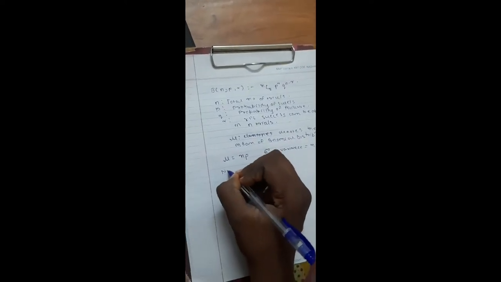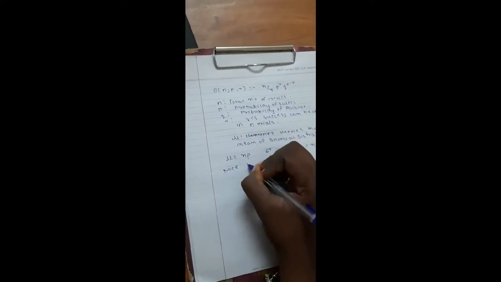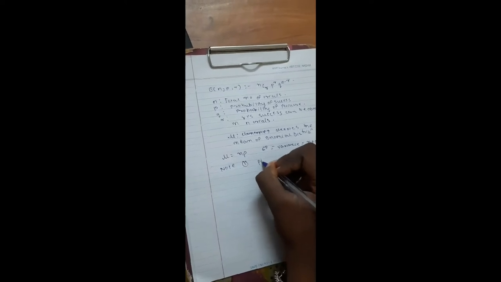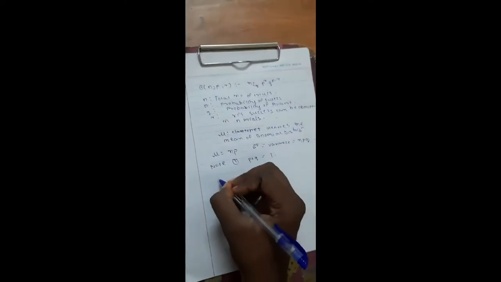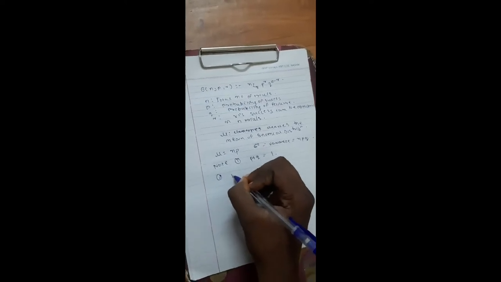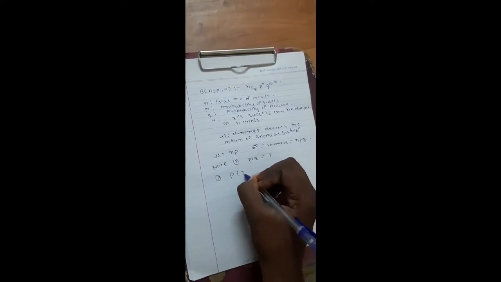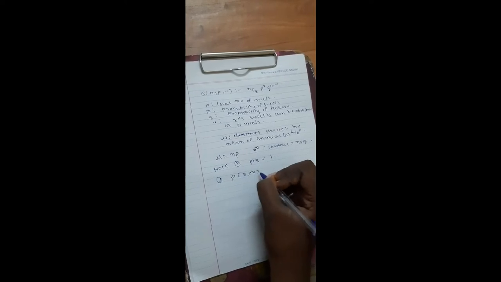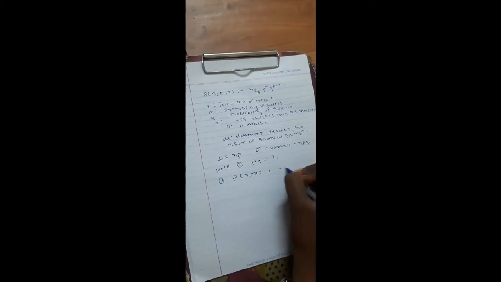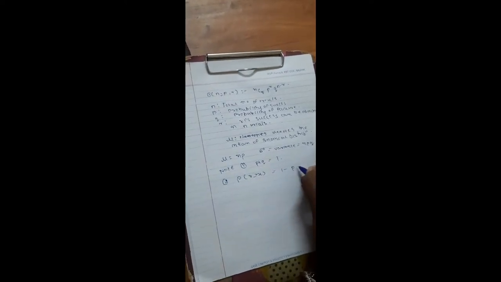Here in binomial distribution there is one note. So the note is, first one, p plus q equal to 1, and second one is P(r) equal to 1 minus p, r is greater than x.